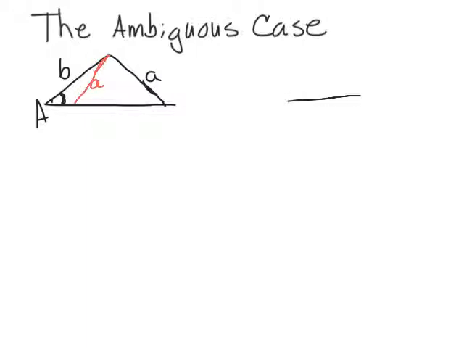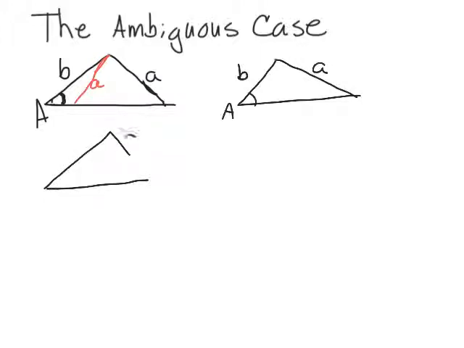Or if A is long enough, there's really only one triangle I can create. If this is angle A that's locked in and side B, and this side is long enough, I can only create one triangle. But there's also a chance that I can't create any triangle, because if A is a short little thing and he doesn't reach, because again this is locked in and this is locked in, then I have no solutions.